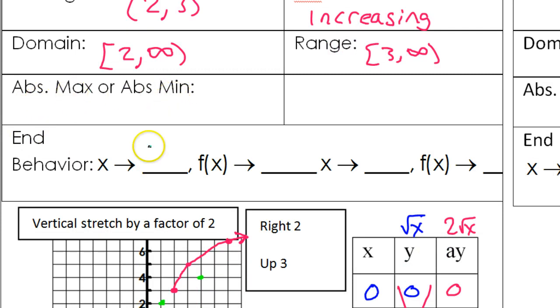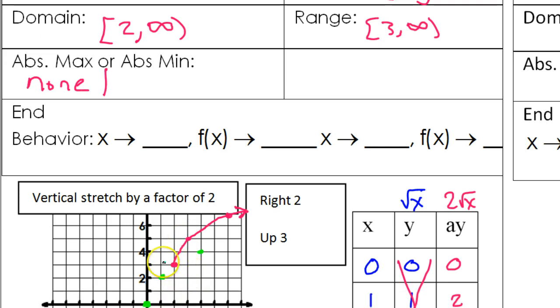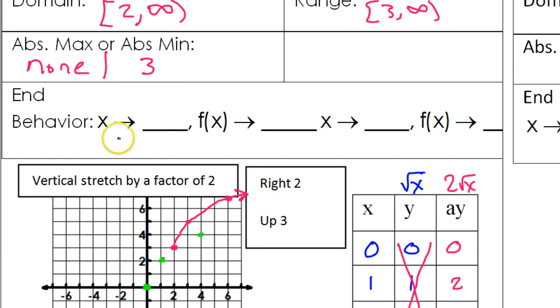Absolute maximum or absolute minimum. There is no absolute maximum, because it goes up forever. The absolute minimum is here, is 3, right? That's the lowest y value. So the absolute minimum is 3. When you do absolute minimum and absolute maximum, technically we're talking about y values, unless I say where it is. Okay, what else? Oh yeah, end behavior.